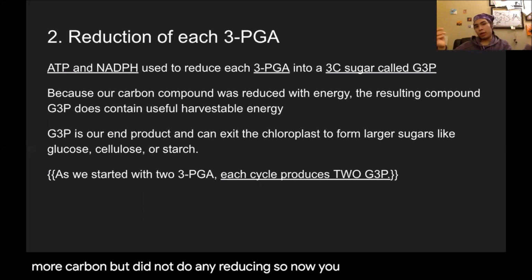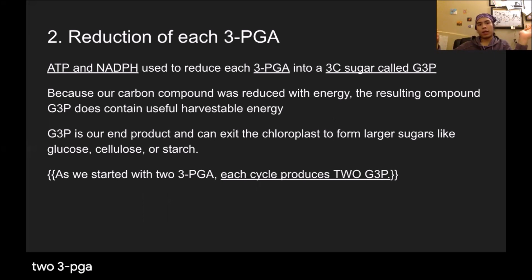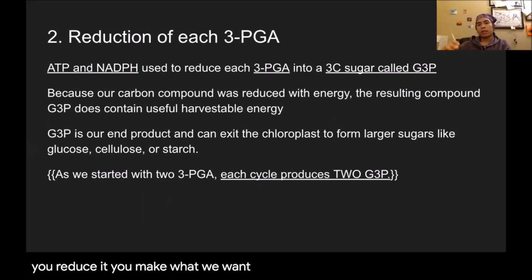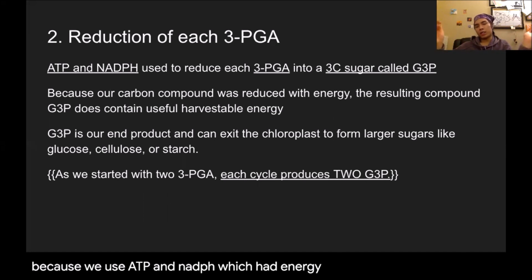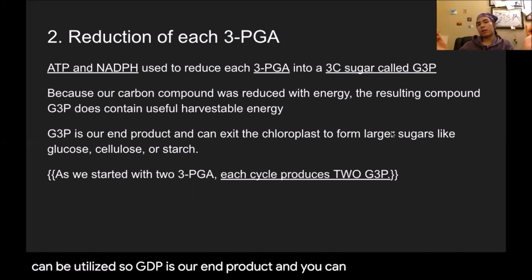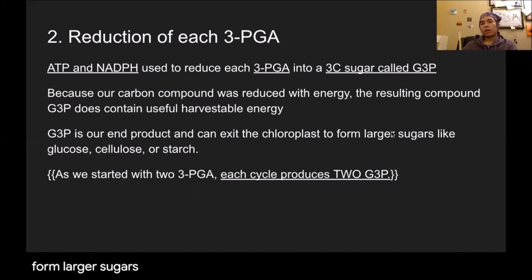So now you have to reduce each of the 3-PGAs that you made, using ATP and the NADPH. After you reduce it, you make what we want, which is the 3-carbon sugar called G3P. Because we use the ATP and the NADPH, which had energy, we oxidize them, and then we reduce the 3-PGA. The newly created carbon compound now has energy in it that can be utilized. So G3P is our end product, and it can exit the chloroplast to form larger sugars, like glucose, cellulose, or even starch.